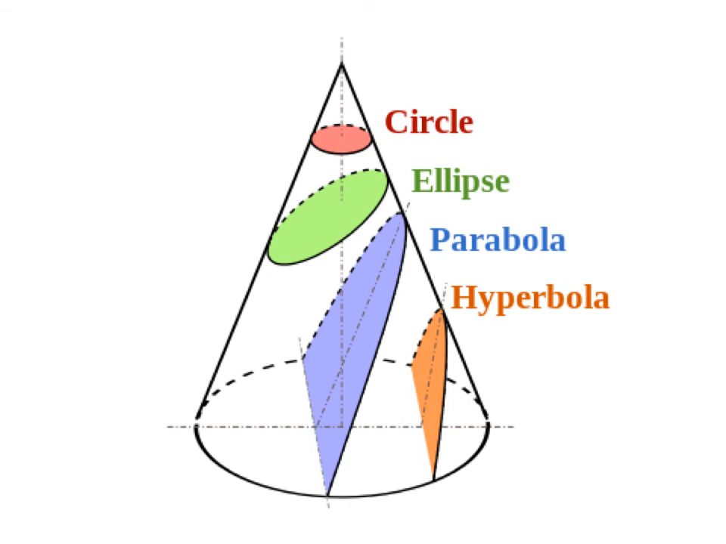So the next part of conic sections that we're going to talk about are parabolas. If you can notice, this particular parabola in blue is really when you slice this cone at an angle and it goes all the way through the base. So that's how you get your parabola.